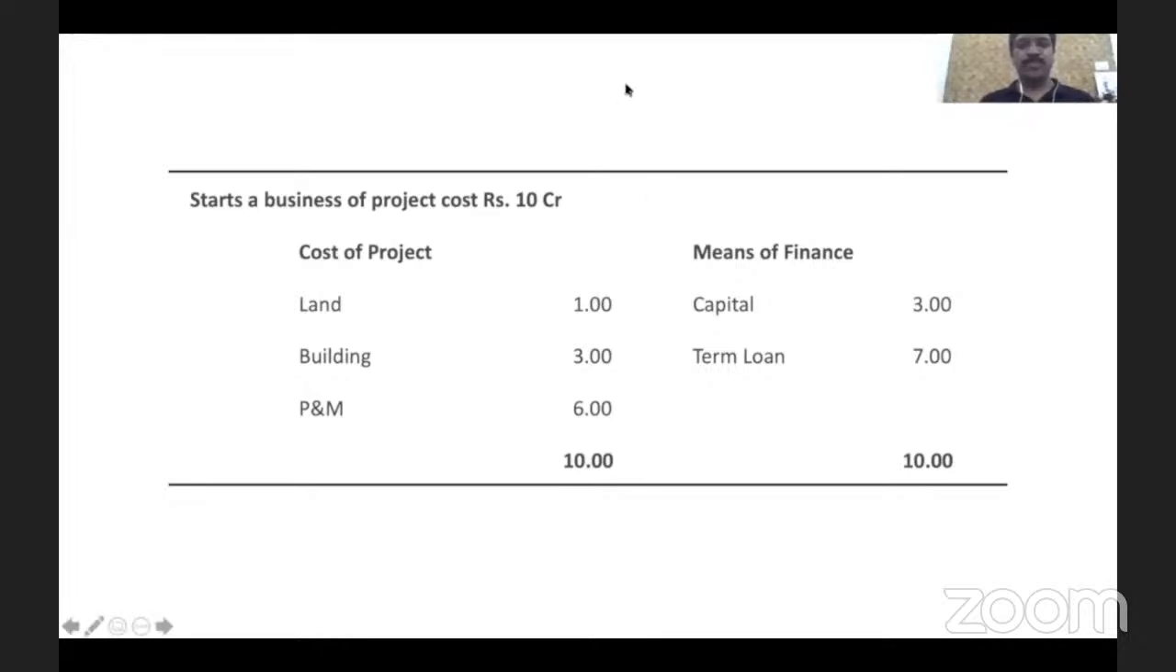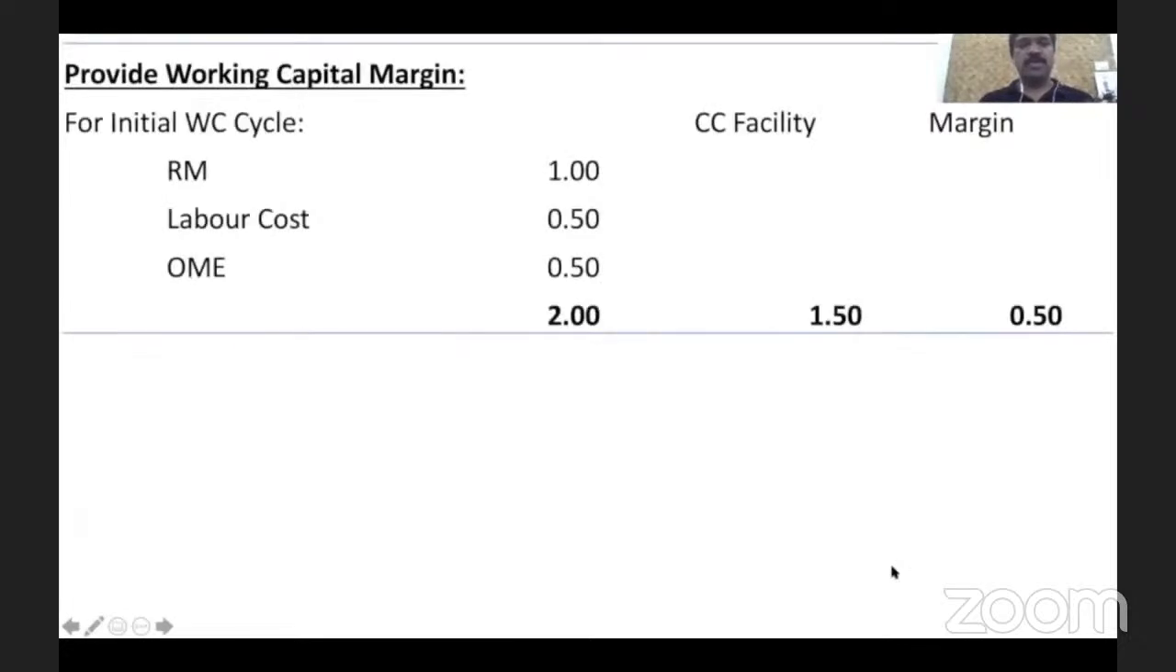Thank you. Okay, so this is the project, and this is what I'm showing to my banker, and the banker is also finalizing, but it should not be finalized in this way. Okay, here, even though we have concluded the cost of the project as 10 crore, we are missing something. We have to take care of that. What is that? Let's see. The first one is, please provide working capital margin.